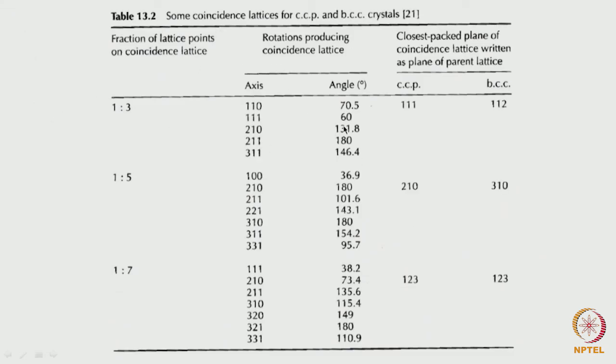Here, what I am showing is that when we consider this sort of a coincidence site lattice model, this is sigma equals 3, or sigma equals 5, sigma equals 7, for different axes over which this is the angle by which a rotation should be given, so that the coincident site lattice of this type could be generated.